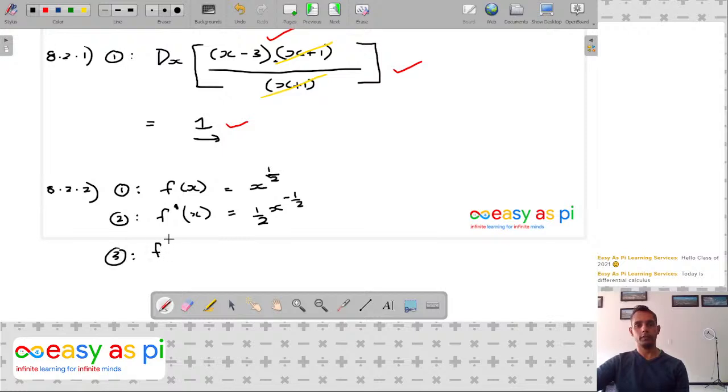And then I say f double dashed of x is minus a half times a half, which gives me a minus a quarter x, and minus a half minus 1 will give me minus 3 over 2. All right, and that is my answer for this double derivative. So you'll notice I put an arrow underneath.